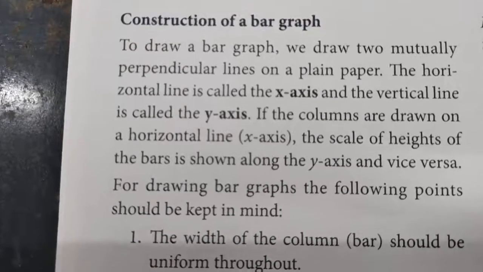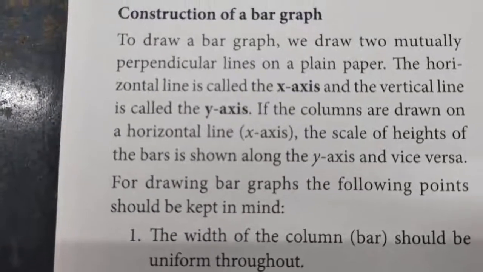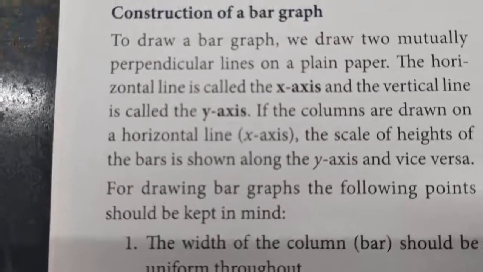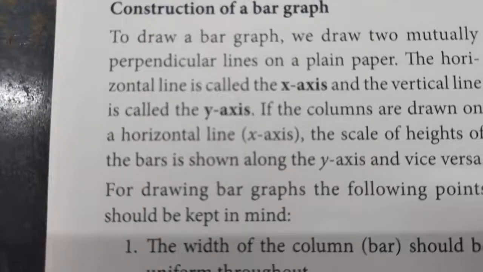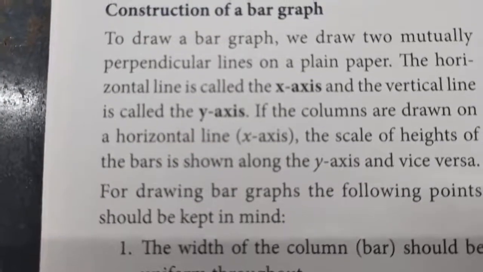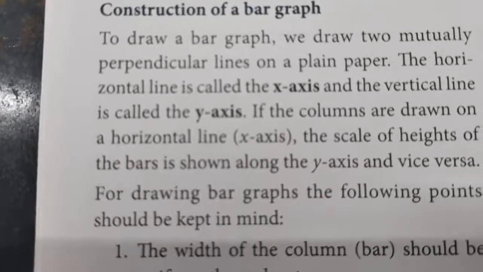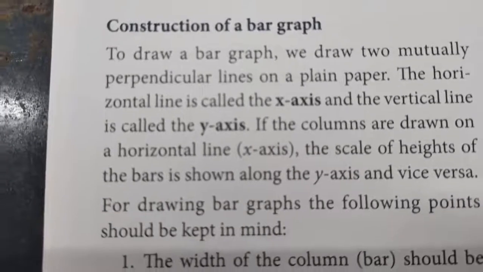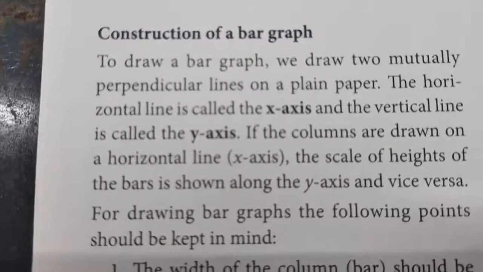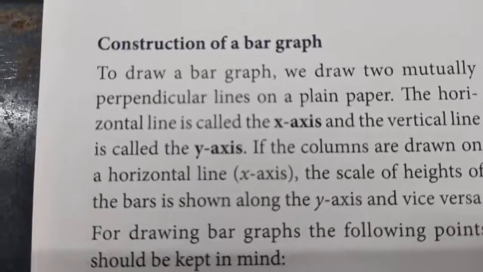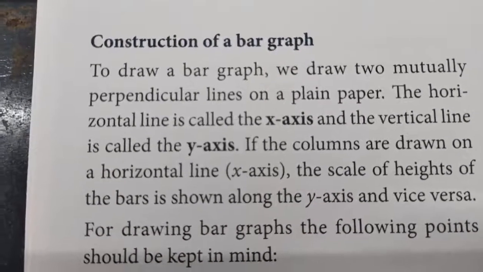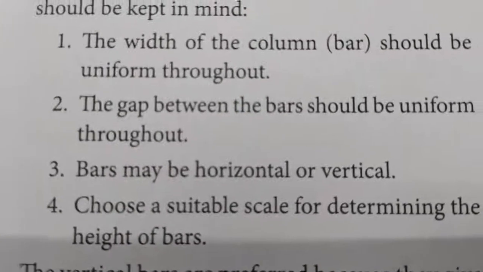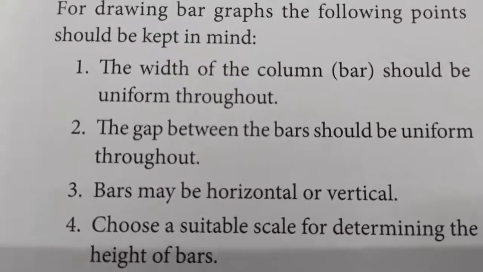Construction of bar graph. To draw a bar graph, we draw two mutually perpendicular lines on a plain paper. The horizontal line is called the x-axis and the vertical line is called the y-axis. If the columns are drawn on the horizontal x-axis, the scale of the height of the bars is shown along the y-axis, and vice versa. Here are the points which we need to keep in mind while constructing a bar graph.